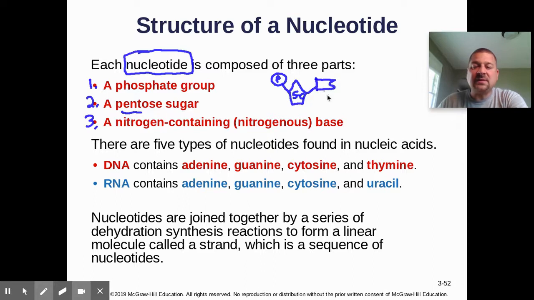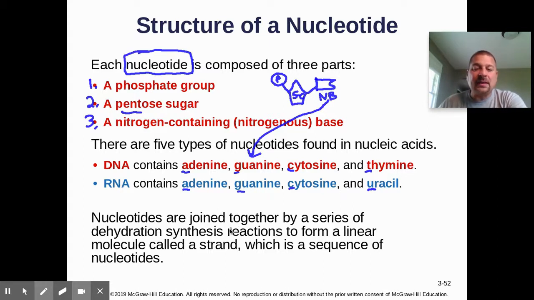I usually use different shapes kind of like this, but some are ring structure, single ring, some are double ring structures. The 5 nitrogenous bases found are A for adenine, found in both DNA and RNA, guanine found in both, cytosine found in both, and then thymine, which is only in DNA, and uracil, which is only in RNA. So that's one of the differences between DNA and RNA.